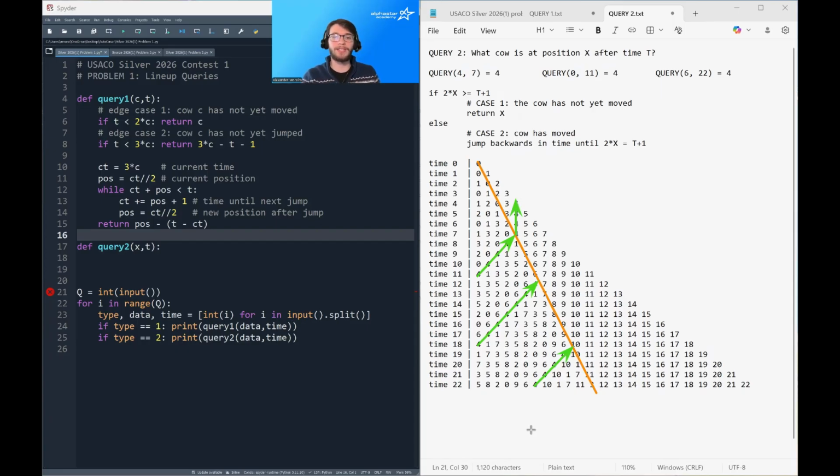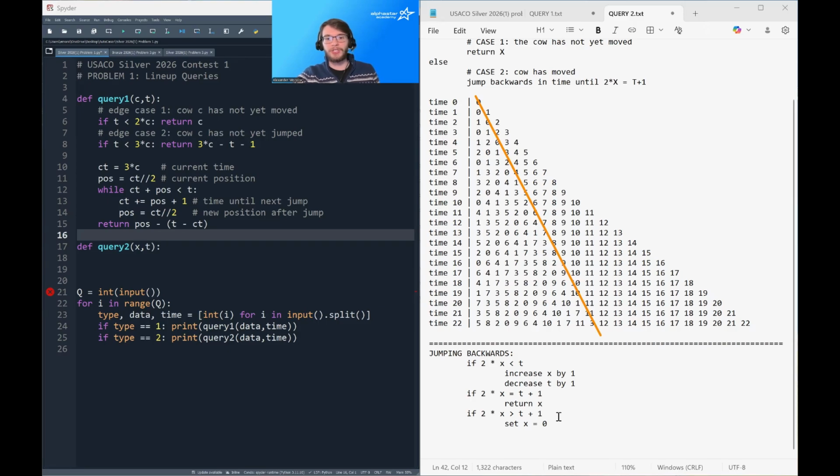So what we're going to analyze in this question is how I can work out when the cow is going to jump back to position 0, and I'm going to calculate that over and over: when's the next time they jump back to position 0? And then finally, I'm going to stop when I land precisely on the line 2x is equal to t plus 1. You can think of this as the opposite of the other case. The query 1 math formulas worked by jumping forward in time. The query 2 math formulas are going to work by jumping backwards in time.